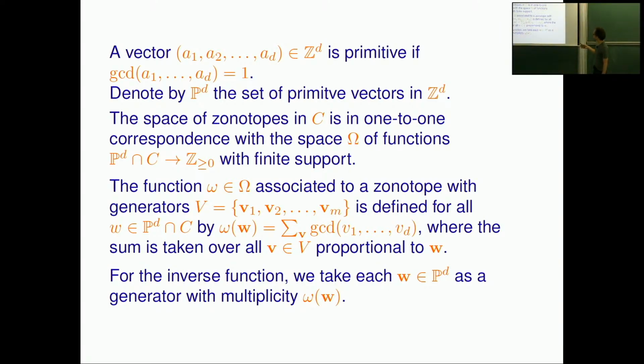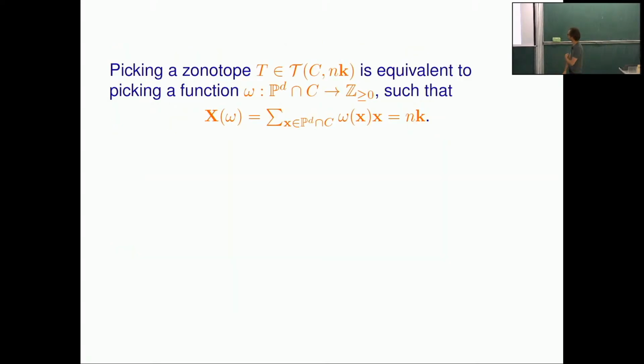So let's see, we've shown how to take generators of a zonotope to a function, so now we're just given a function and we need the zonotope, and this is very simple. We just take those generators with a given multiplicity. You have a function on the primitive vectors, and if the value of a vector is k, you simply take that as a generator with multiplicity k, and that gives the correct zonotope.